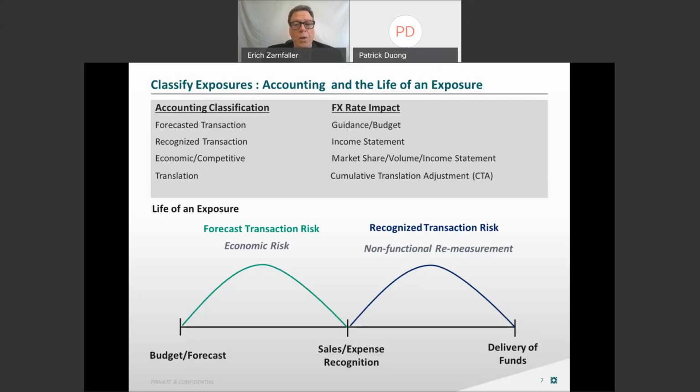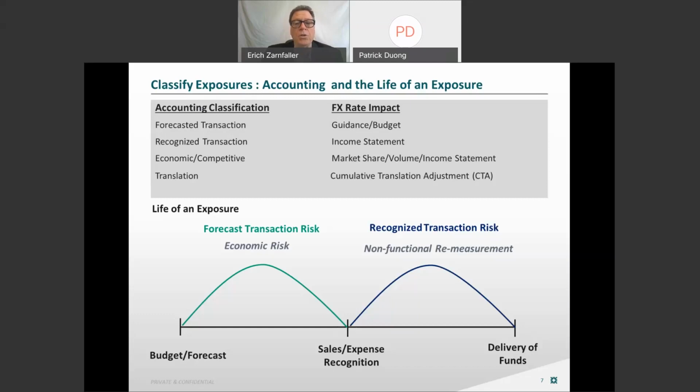The next section of the chart on the right, the blue line, is where the exposure is recognized on the balance sheet and will be remeasured against new FX rates each accounting period until the funds are received at the far right of the diagram. Once the funds are received, the transaction impacts the cash account, and the gain or loss from the FX remeasurement will impact the income statement. This part of the life of an exposure is defined as recognized transaction risk.